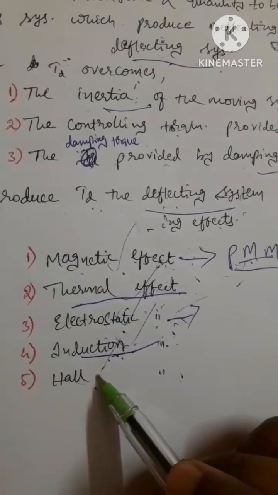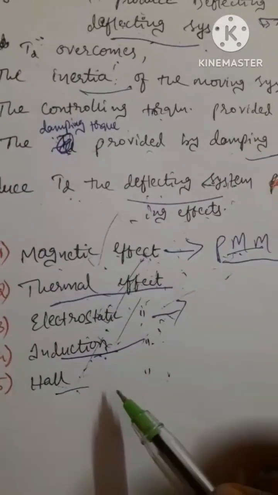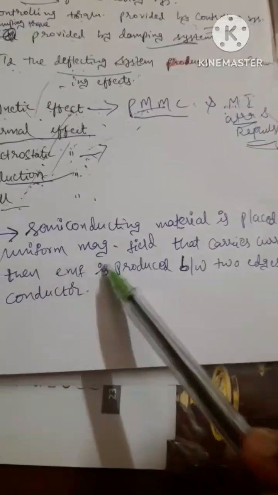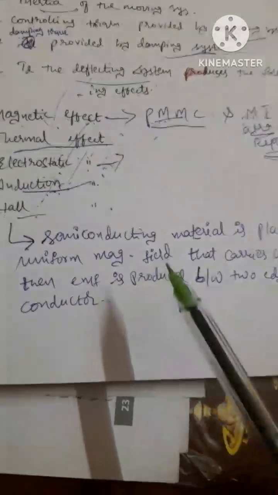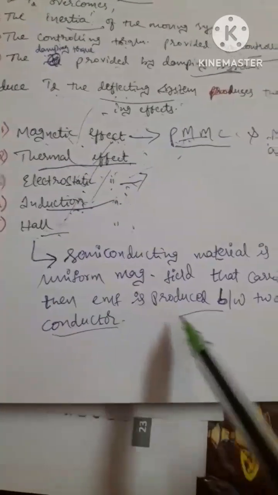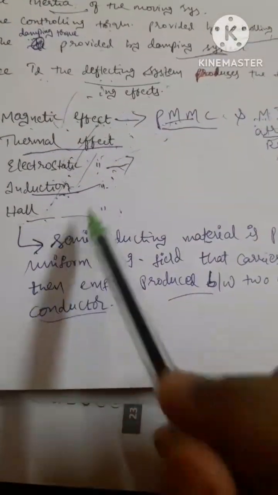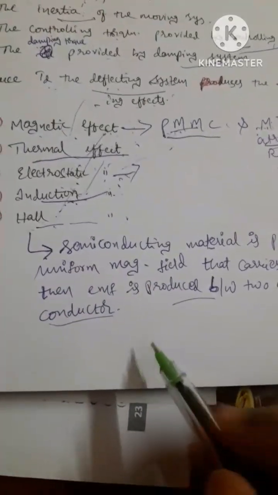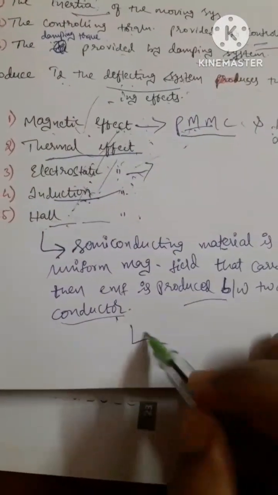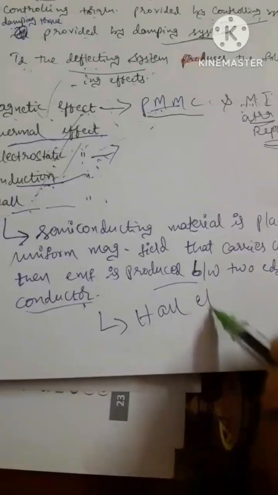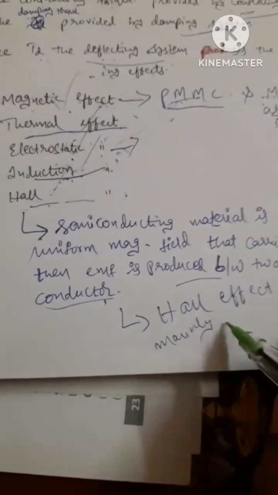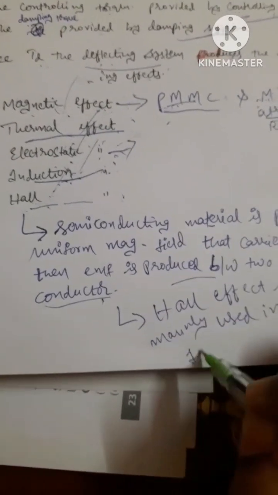And the last effect is Hall effect. Hall effect definition: when a semiconducting material carrying current is placed in a uniform magnetic field, an EMF is produced between the two edges of the conductor. This effect is known as the Hall effect. This effect is mainly used in flux meters.